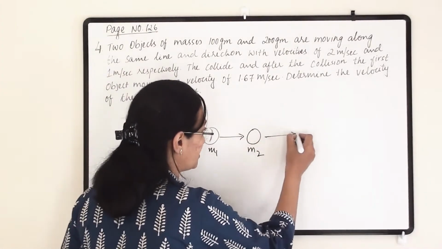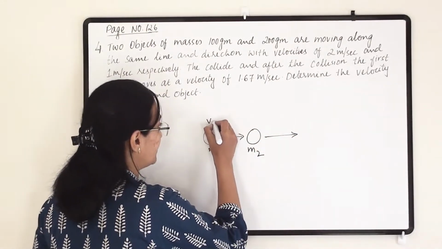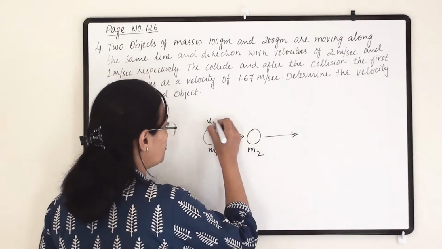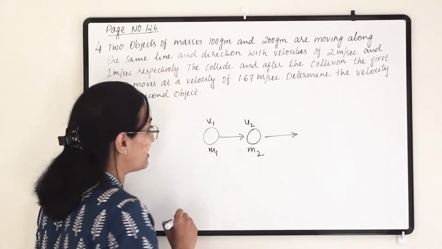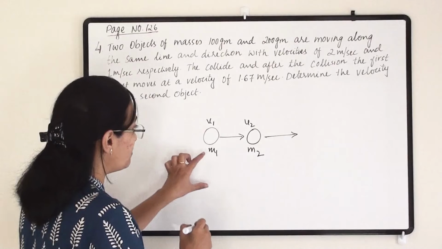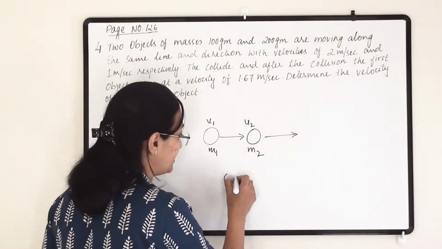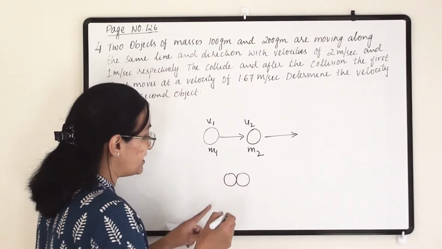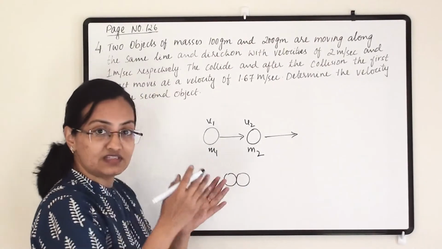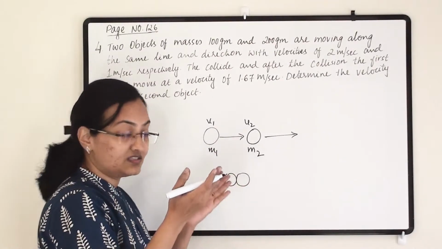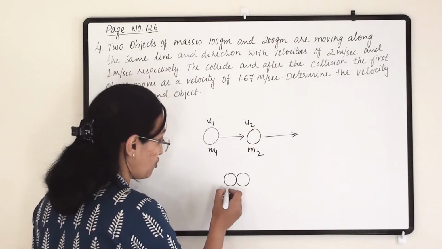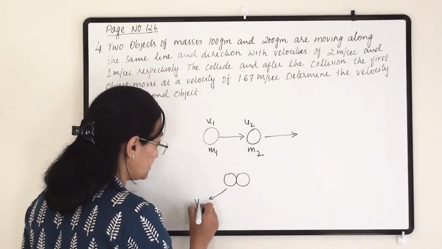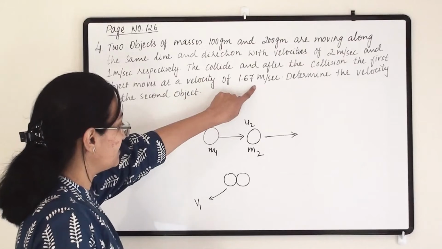Like this, they both are moving and they have certain velocities, that is u1 and u2. Now after this, they are colliding with each other, and after this they will separate. The first object will move away with a certain velocity that they have given us.